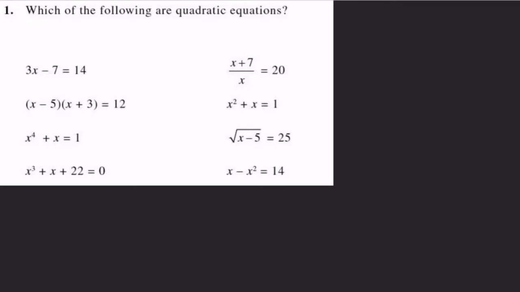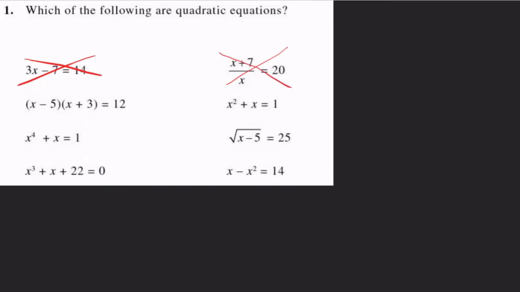The first one I see is 3x minus 7 equals 14. The highest degree term there would just be 1. It's just x, so this is not a quadratic. I look over here at the one to the right on the top, x plus 7 divided by x equals 20. That as well, there's no way that's going to be anything of degree 2.